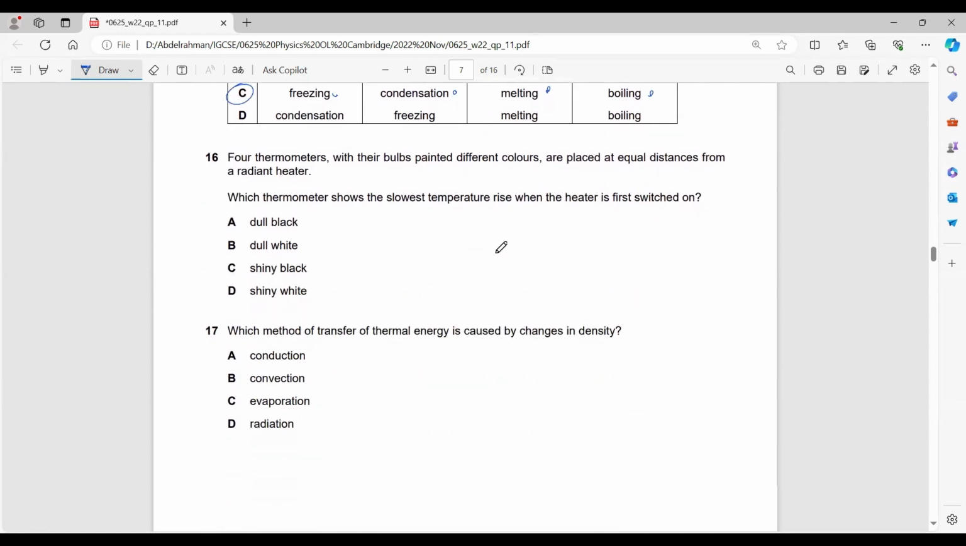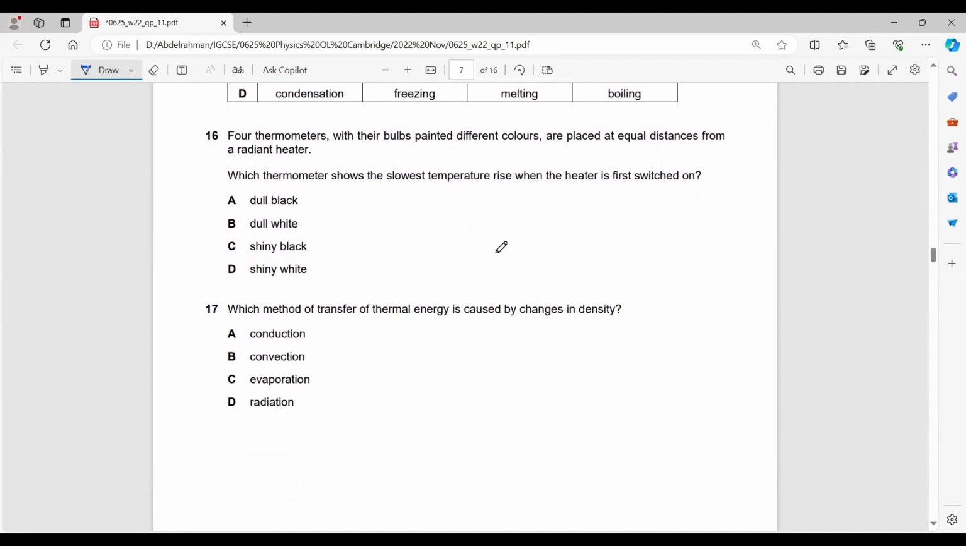We have four thermometers with their bulbs painted different colors, and they are placed at equal distances from a radiant heater. Which thermometer shows the slowest temperature rise? We might think the black, but no, not the black. It should be white, dull white or shiny white. Definitely the shiny white will have the slowest temperature rise because in this case, it would be the worst absorber of infrared radiation.